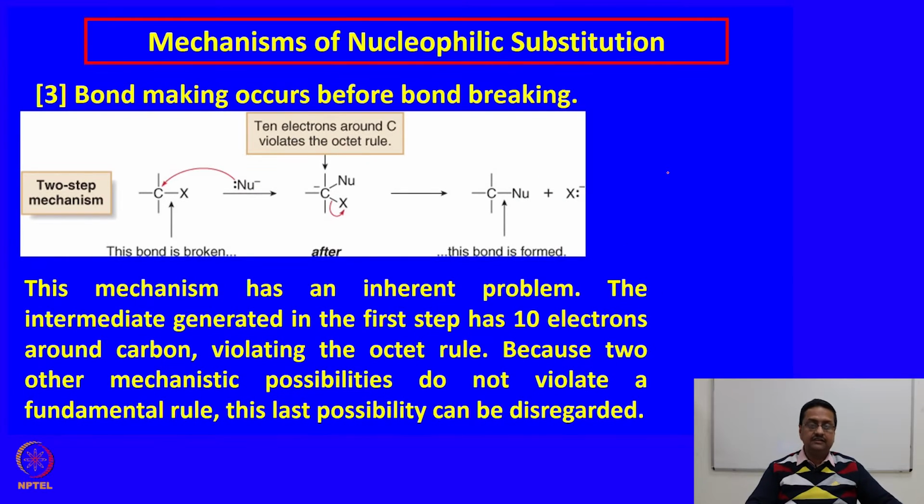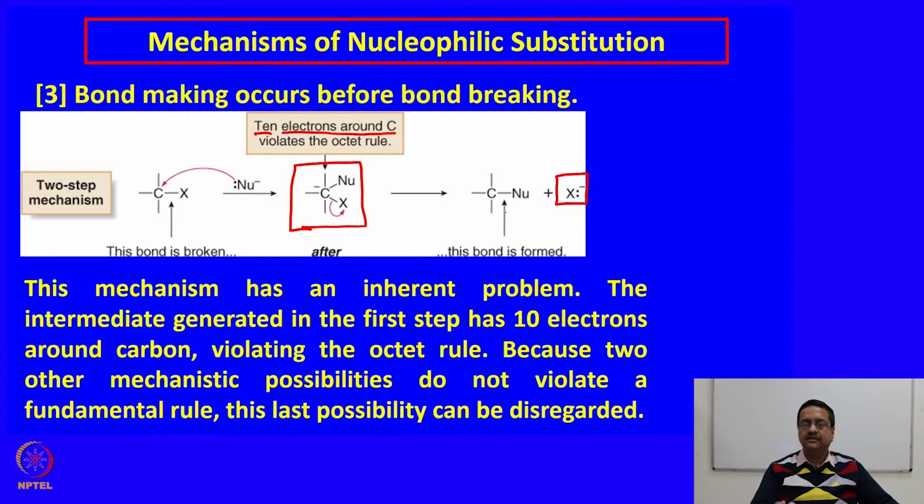The third possibility, a theoretical possibility, is that bond making occurs before bond breaking. So, if such a reaction happens, the nucleophile attacks the carbon and you get a new species like this. What is wrong here? The central carbon atom now has 10 electrons, which violates the octet rule. Therefore, this mechanism is not possible. So, it is not possible to form this compound and then eliminate the X and form the product.